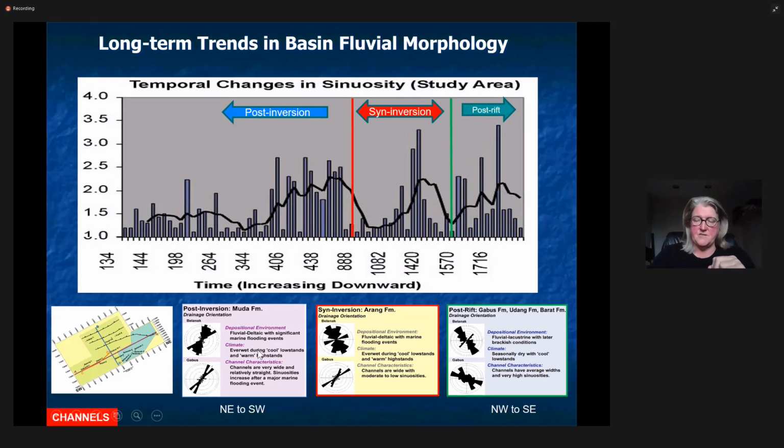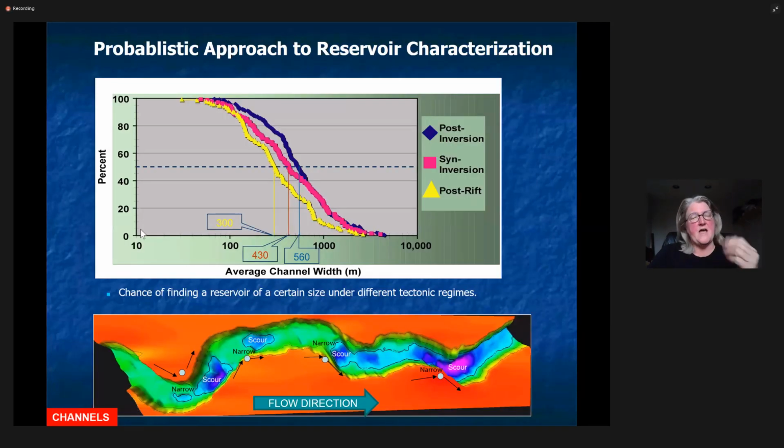Whenever you're in the Muda, you want to be aware that not only does morphology change, but the orientation of these systems changes. With that in mind, we can look at things like average channel width, whether we're post-rift, syninversion, or post-inversion. These are significantly different P50s for the width of all of these channel systems. So this has an effect on net to gross. It has an effect on targeting and how you want to produce these.